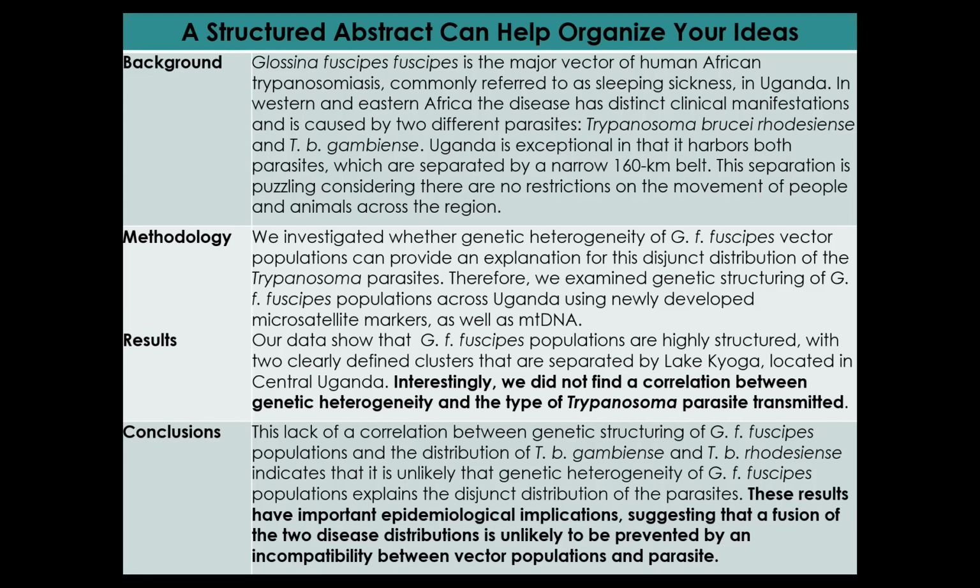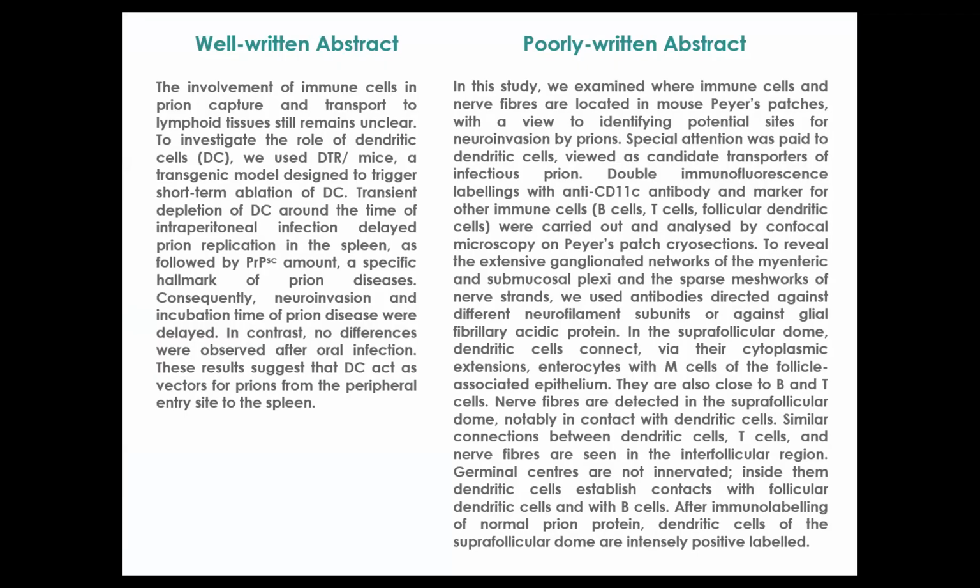So this is an abstract about trypanosomes, and they give a short background of 1 to 2 sentences. They give 1 to 2 sentences discussing the methodology. They give 2 sentences describing the results, and then 2 sentences describing the conclusions. It would be written in a narrative way, not with these different breaks, but it gives you all the information you need. Okay, so I have a couple of examples of well-written abstracts and poorly written abstracts.